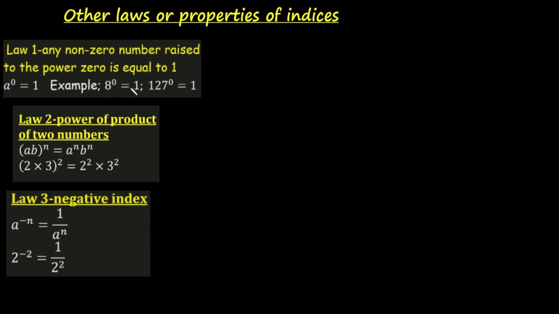The first of the other six laws is law 1. It says that any non-zero number raised to the power 0 is equal to 1. So as you can see in the example here, a raised to the power 0 equals 1. This law, or rule, or property, says that any non-zero number, so apart from 0, for example 5 raised to the power 0, is 1, irrespective of how big or small the number is. Or you can even have negative 2 raised to the power 0 is equal to 1. So you must pay attention to this one. Any non-zero number raised to the power 0 is equal to 1.